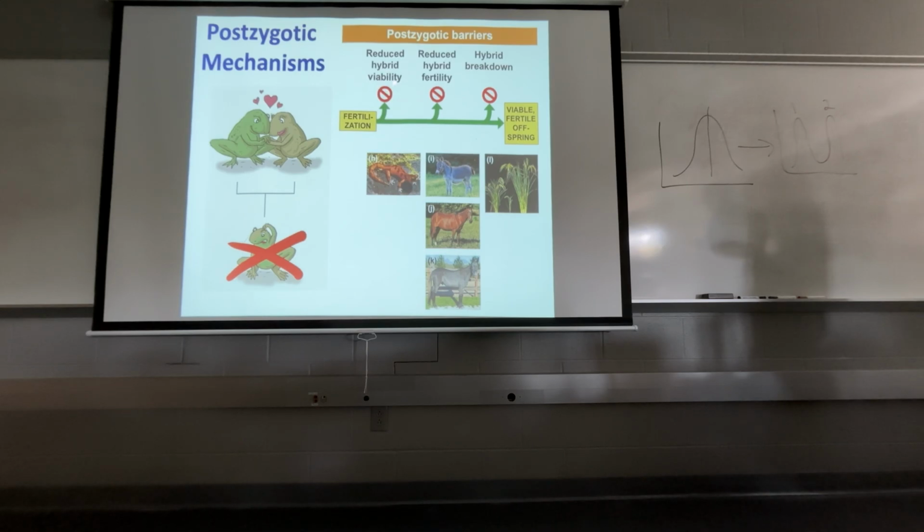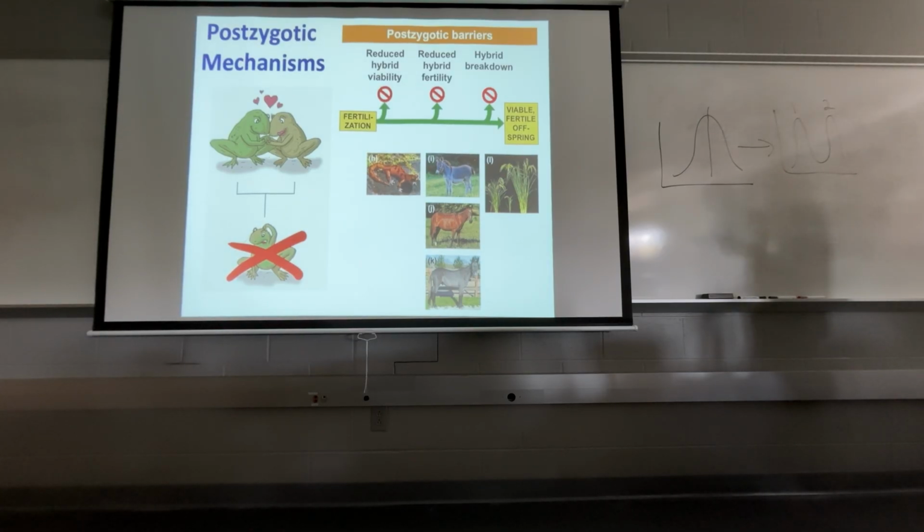So reduced hybrid viability simply means that once the zygote starts dividing and forming into either the baby or the larva, it dies during development. So very few of the hybrid offspring make it past the development point. This happens a lot in amphibians.